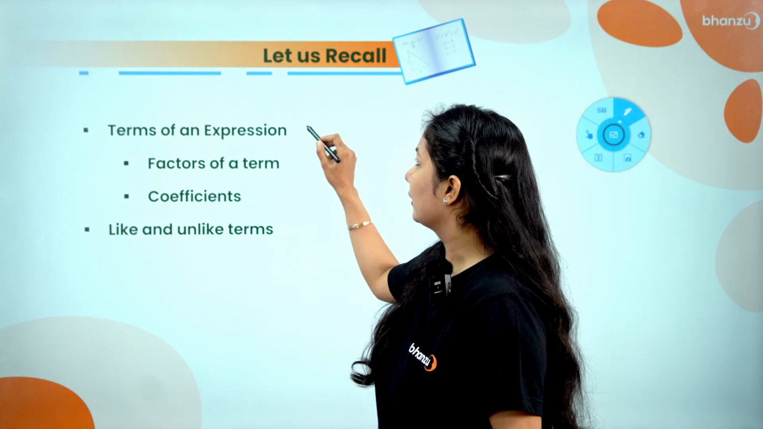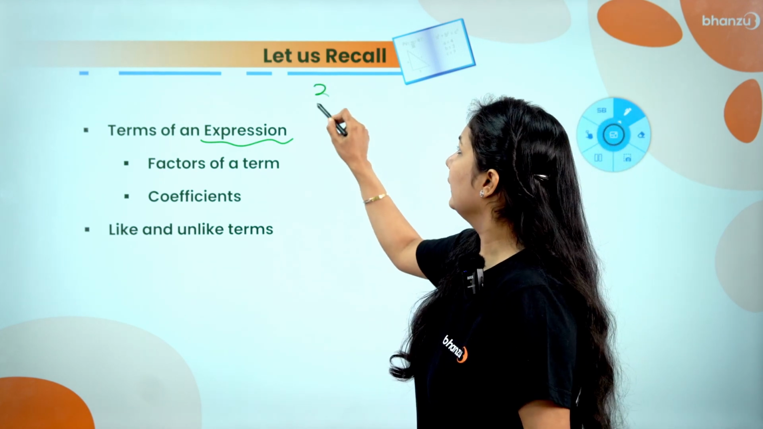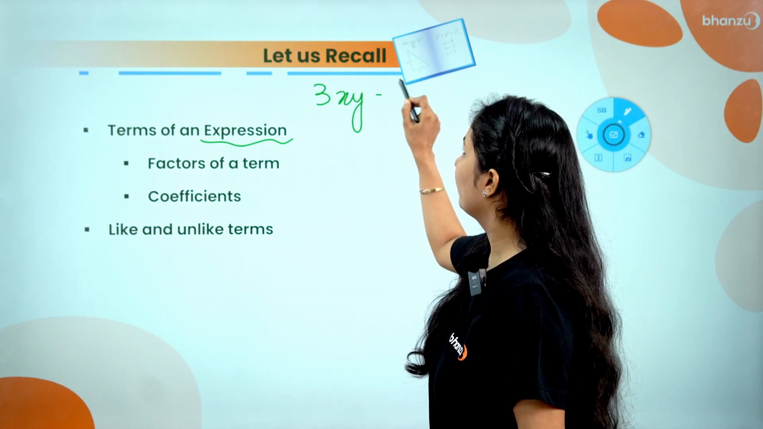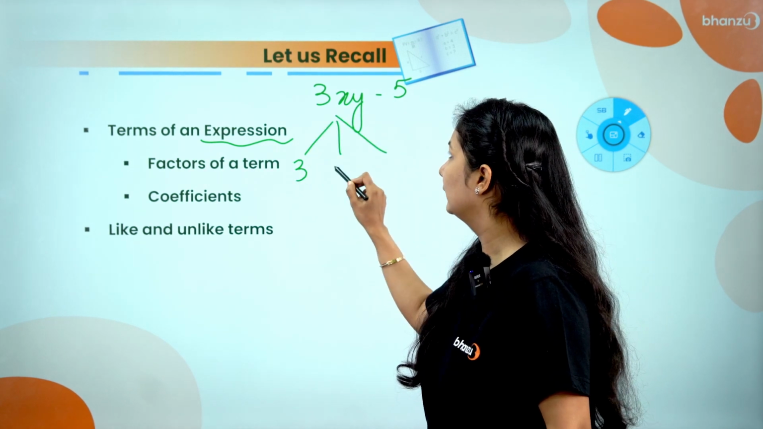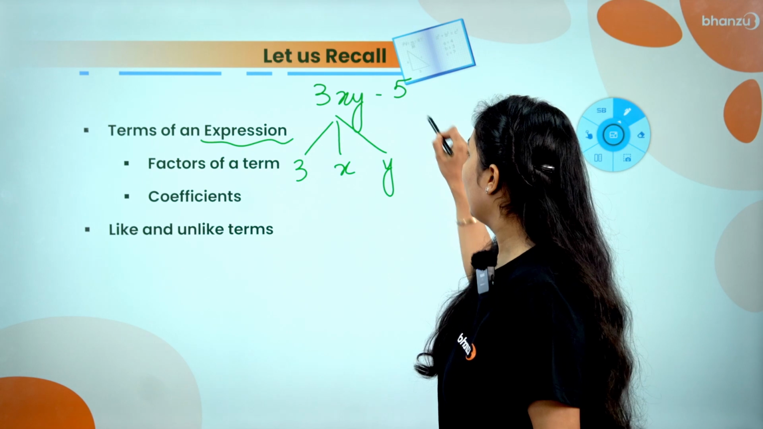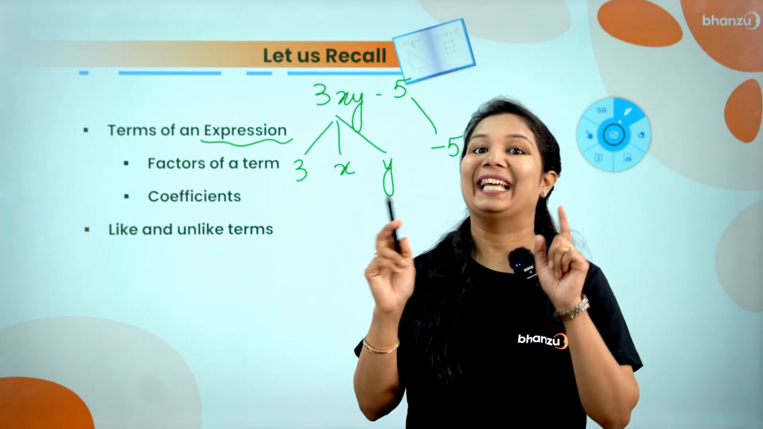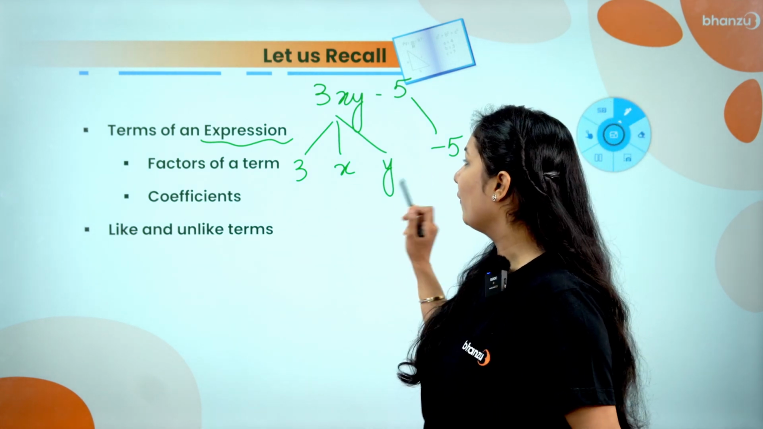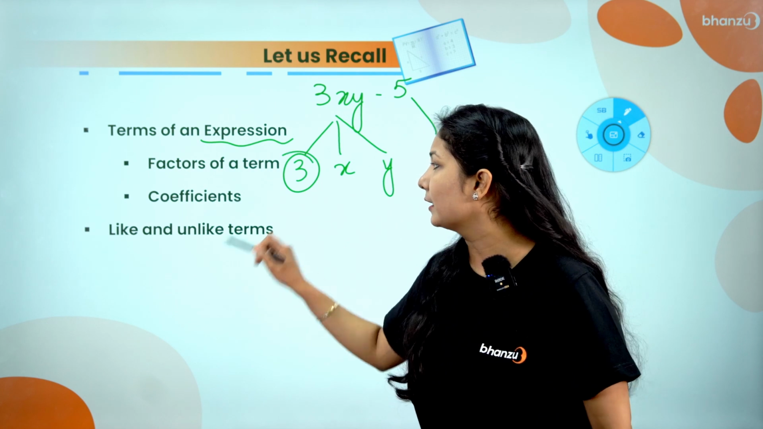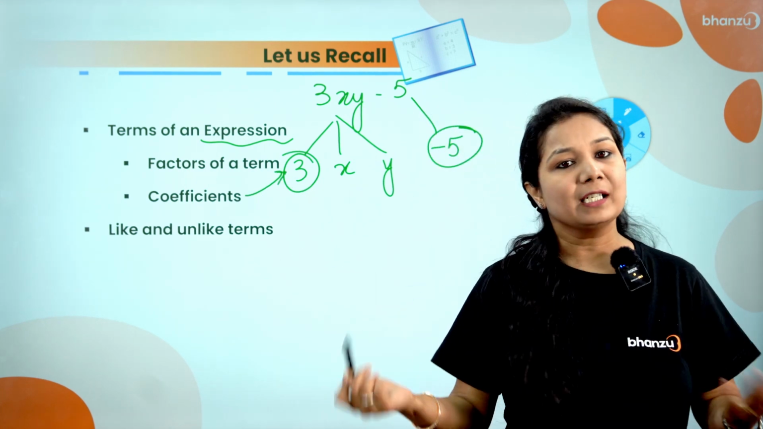If the expression is 3xy minus 5, what are its factors? The factors for the first term would be 3, x and y, and for the second it would be minus 5. I hope you didn't forget that you have to carry the minus sign with the term. The numerical coefficient in the first is 3, and in the second it is minus 5 itself.